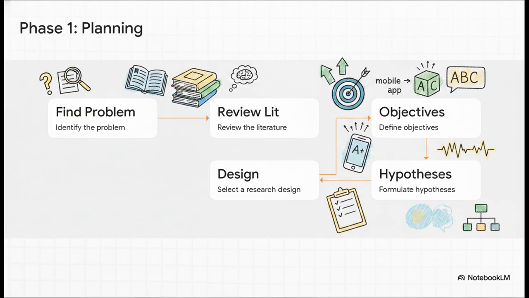Let's look at Phase 1, planning. This is where your study is basically born. First, you identify the problem. Then you review the existing literature, to see what's already out there. From there, you define your specific objectives, formulate hypotheses, and select your research design.